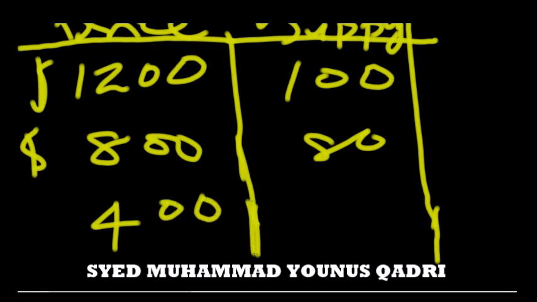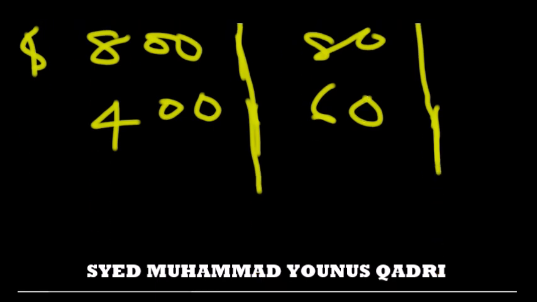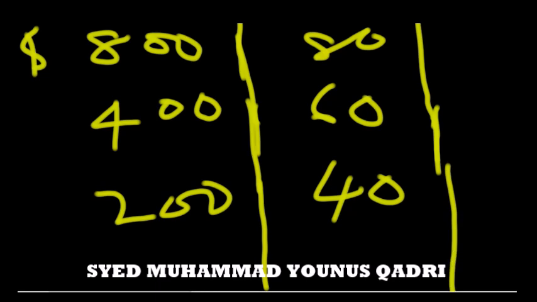Then if the prices keep decreasing, he will also decrease his supply. Further the price decreases to $200, further decreases to $40, and so on and so forth.